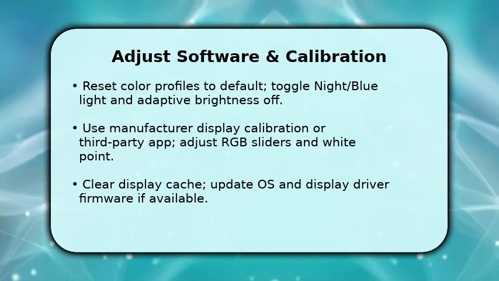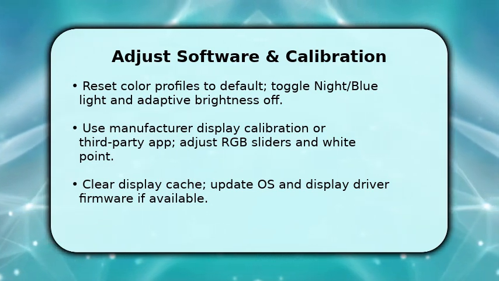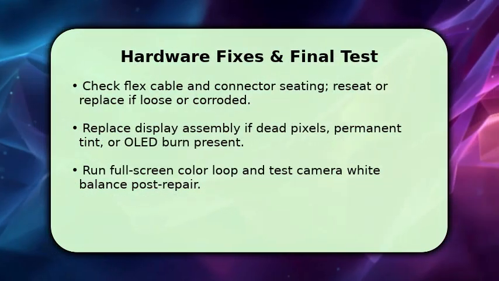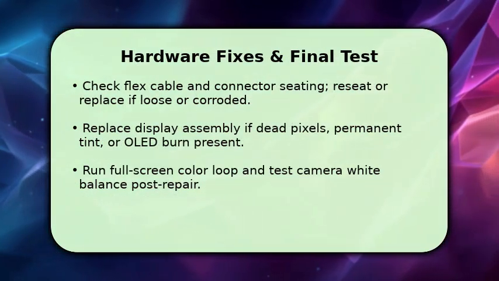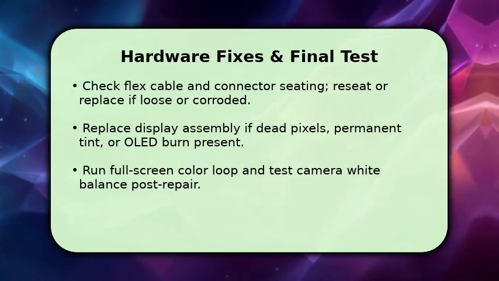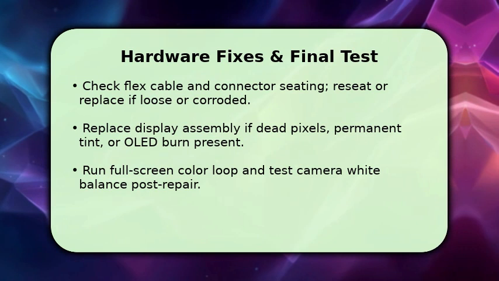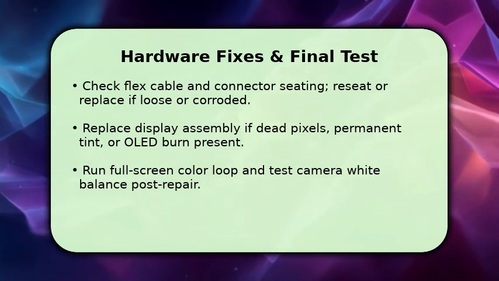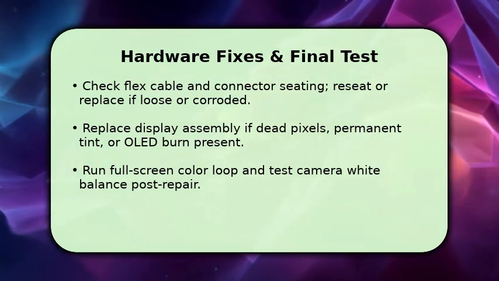Power down and inspect the display flex cable and connector for looseness or corrosion because poor contacts create color shifts. Reseat connectors, and if the tint persists or you see permanent discoloration, plan a display assembly replacement, especially for OLED with burn or dead subpixels.